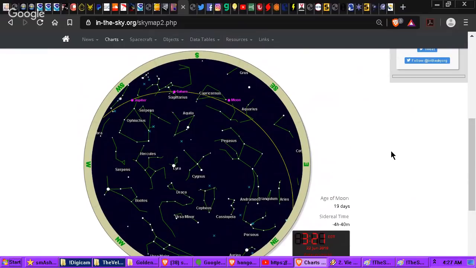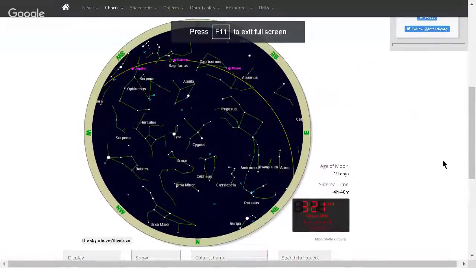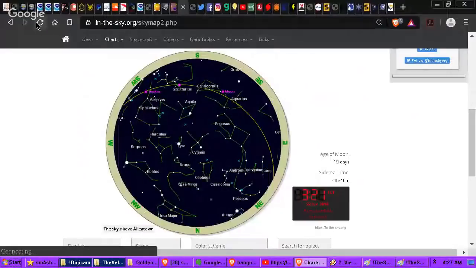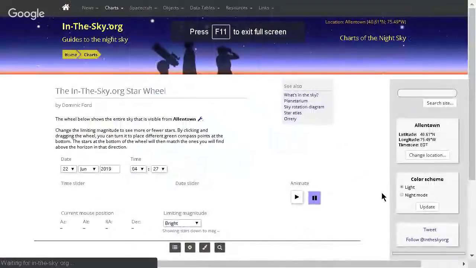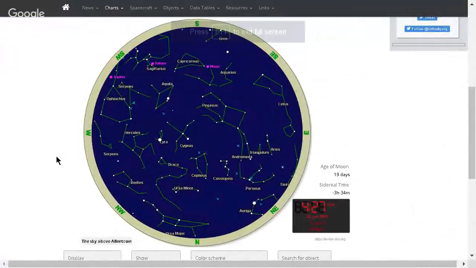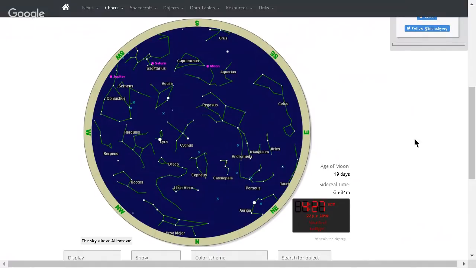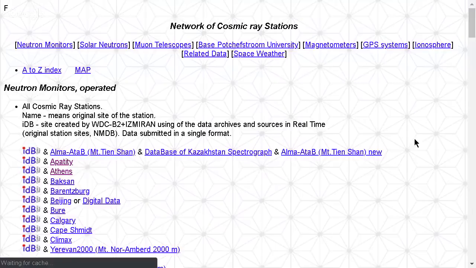Check out in-the-sky.org to create your own sky map. See what's going on above your head. I'm going to hit refresh because it's actually 4:27. So Jupiter's about to set, Saturn's a little higher, and the moon is practically at its apex. So again, if you're up before dawn, go check out the ecliptic. There should be some cool stuff going on.